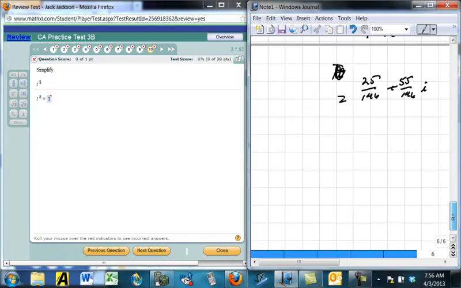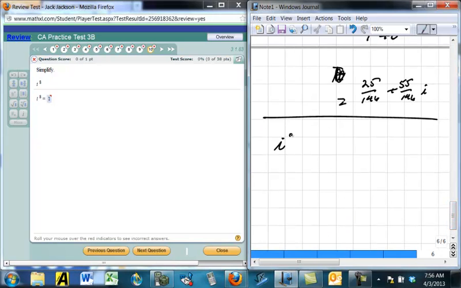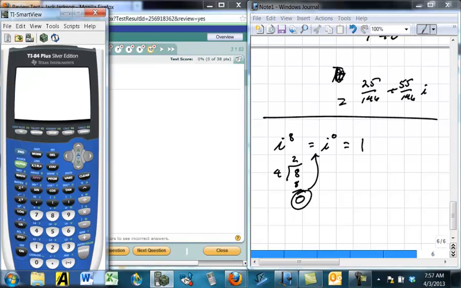Okay, i to the 8th power. Well, i to the 8th, you just divide the power by 4, and the remainder is the power that it's equivalent to, i to that remainder power. i to the 0 is 1, so the answer is 1. And again, the calculator will do that. i to the power 8.